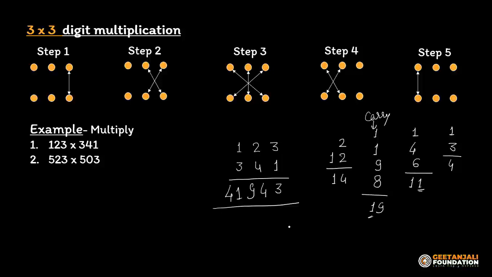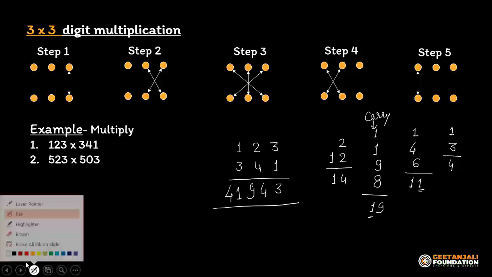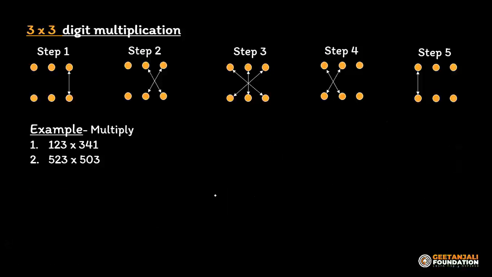Now let's take the next example so that you can understand this method in a better way. Let me erase all these things first. Now I'll take the next numbers, which are 523 times 503. Let's start with the first step. Multiply the rightmost digits. This is 3 3s are 9. Now take these two digits. 3 2s are 6, 3 0s are 0. So it is 6.